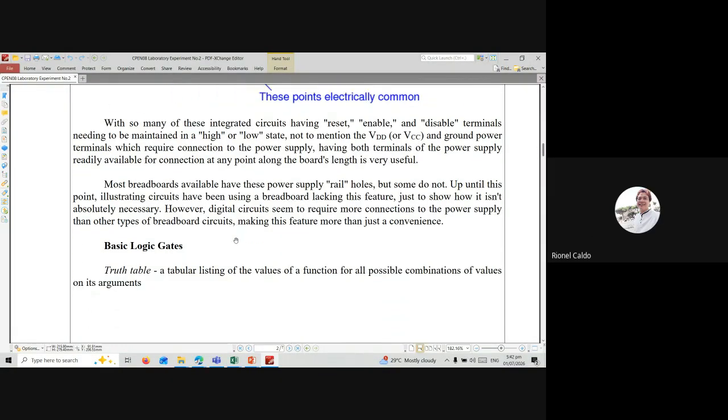So most breadboards available have this power supply rail holes but some do not. So depending pa din doon sa binili po natin na proto board. Pero yung mga nakikita ko naman sa inyo, most of the breadboards that you're using ay meron namang mga holes. Up until this point, the illustrated circuits have been using a breadboard lacking this feature just to show how it isn't absolutely necessary. However, digital circuits seem to require more connections to the power supply than any other types of breadboard circuits, making this feature more than just a convenience.